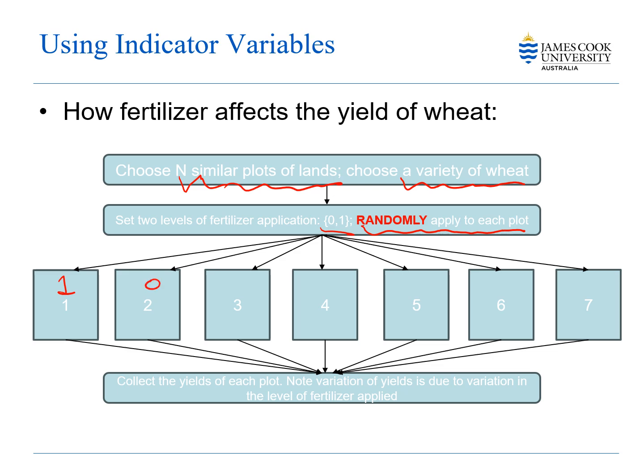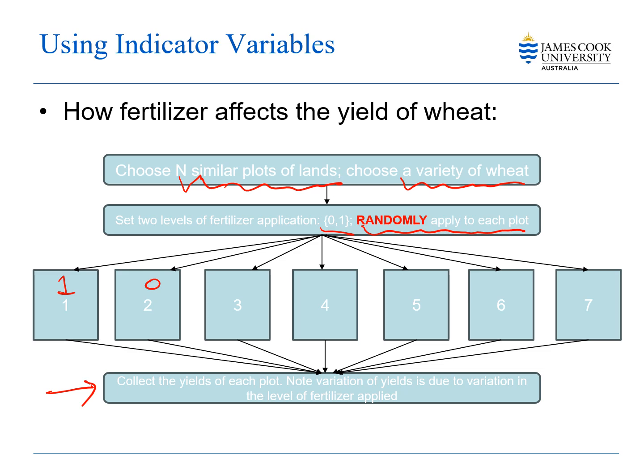Here, the important thing is the randomization. So we are throwing a dice, and let the dice determine which plot we should apply the fertilizer to, and which plot we shouldn't. Then after the season finished, we can harvest the wheat. We can measure the outcome, which is how many kilograms of wheat produced by the land.